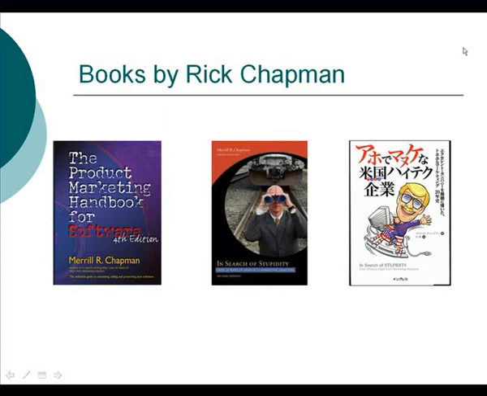The one on the right is the Japanese version of In Search of Stupidity. The book has been translated into Korean, Polish, German, several other languages. That's the Japanese version, and I have no idea why I picked that cover. They sure didn't ask me.